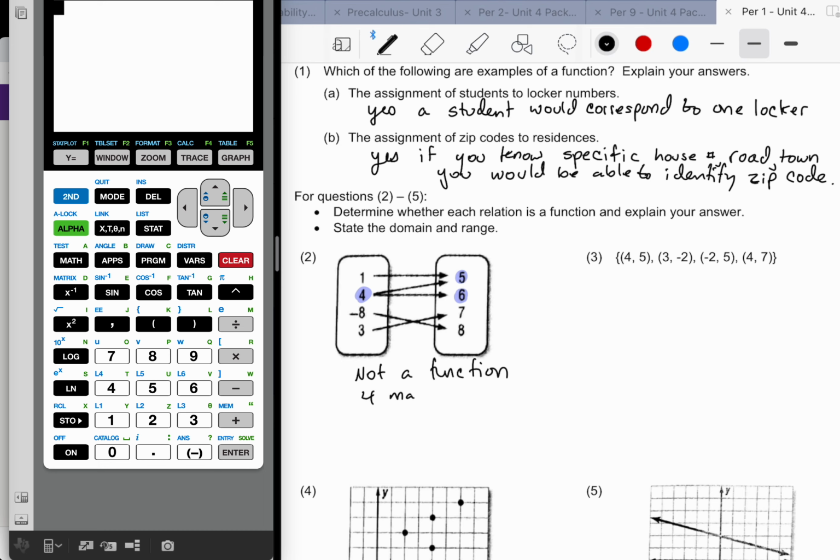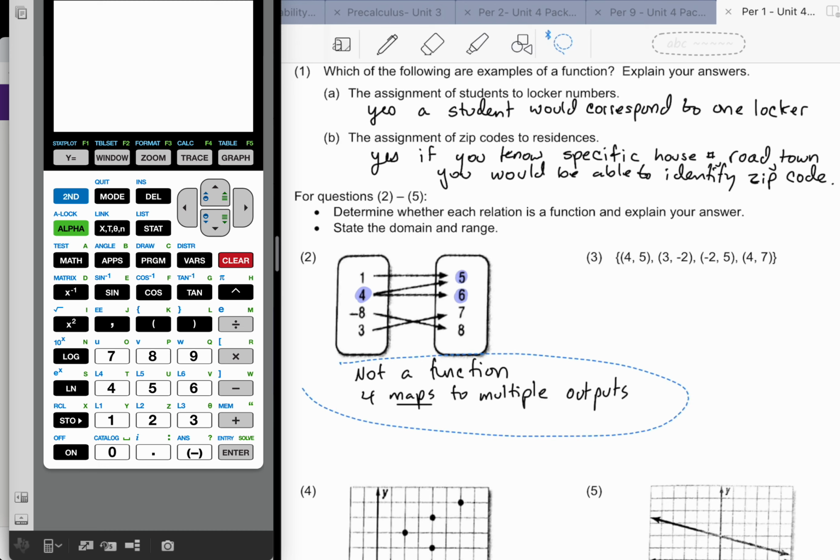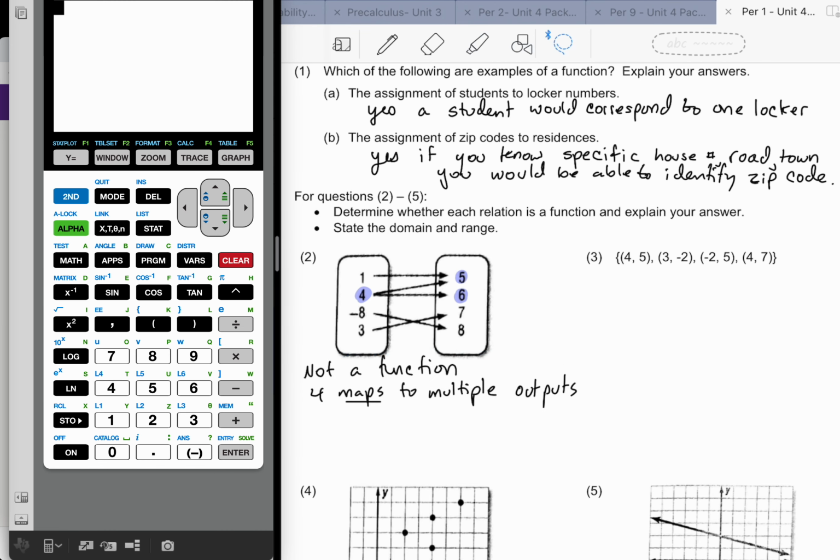Four maps to multiple y values, or well, outputs, I'll say, because they didn't designate. Just a word on terminology here. I use the term map in this instance. Mapping is a visual representation of corresponding. So when I say one thing corresponds to another, I could say it also maps. One thing maps to another. It's kind of a nice, shorter, one-syllable way of writing it.